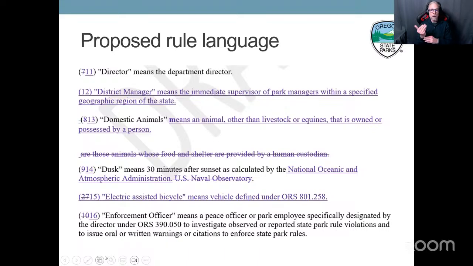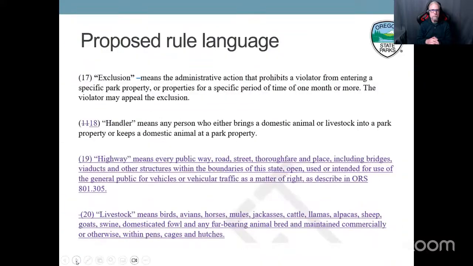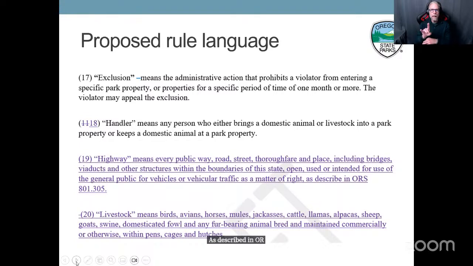14, updating the word dusk means 30 minutes after sunset as calculated by the National Oceanic and Atmospheric Administration. 15, electric assisted bicycle means vehicle defined under Oregon's revised statute 801.258. Further down the definition section, number 19, highway means every public way, road, street, thoroughfare, and place, including bridges, viaducts, and other structures within the boundaries of this state, open, used, or intended for use of the general public for vehicles or vehicular traffic as a matter of right, as described in ORS 801.305.